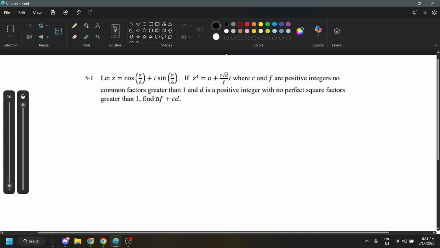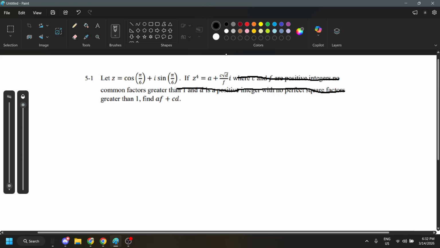Galaxy, let's read this problem. Let z equal cosine of pi over 4 plus i sine of pi over 4. If z to the fourth power is equal to a plus c root d over f, i, where c, f are positive integers with no common factors greater than 1, and d is a positive integer with no perfect square factors greater than 1, find af plus cd.